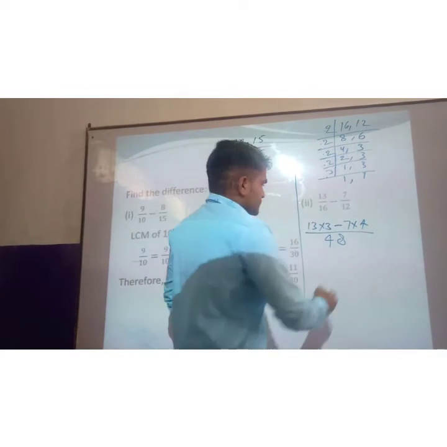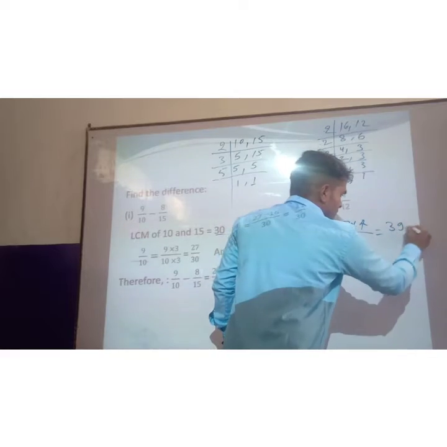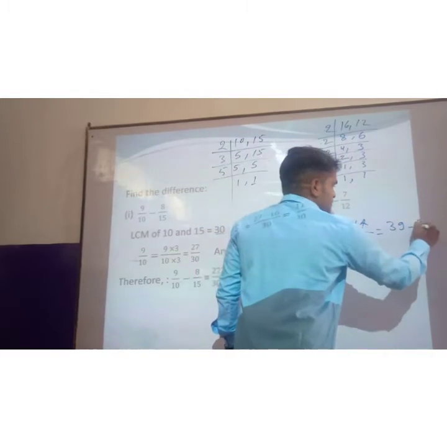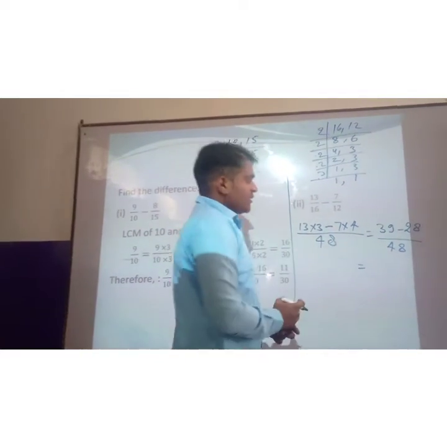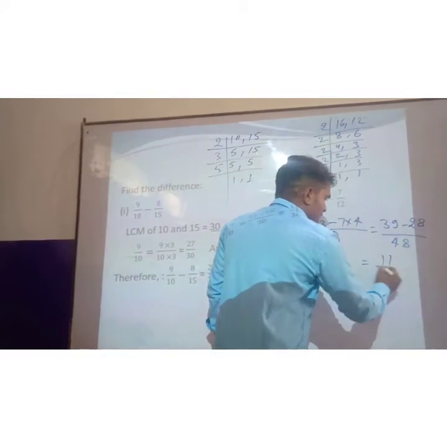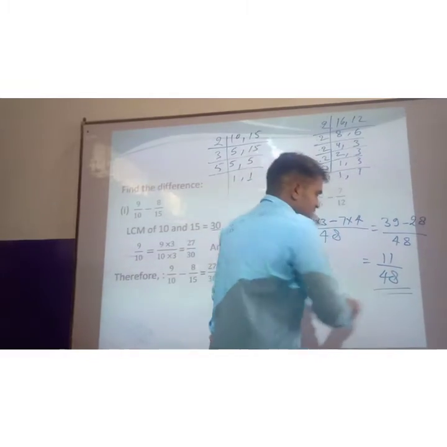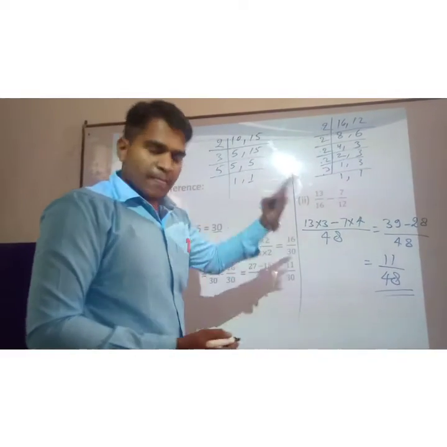13 times 3 is 39 minus 7 times 4 is 28 upon 48. So 39 minus 28 is 11. 11 upon 48 is the result. Like that you can subtract more fractions.